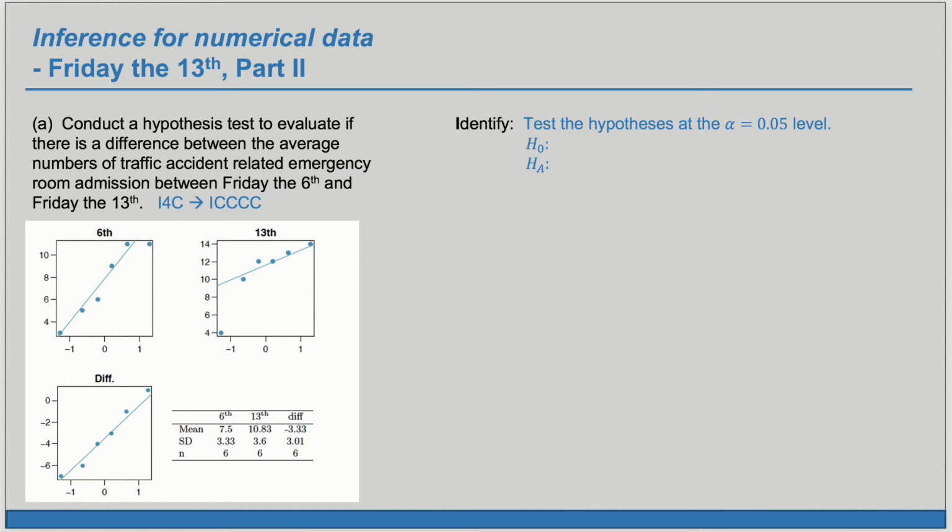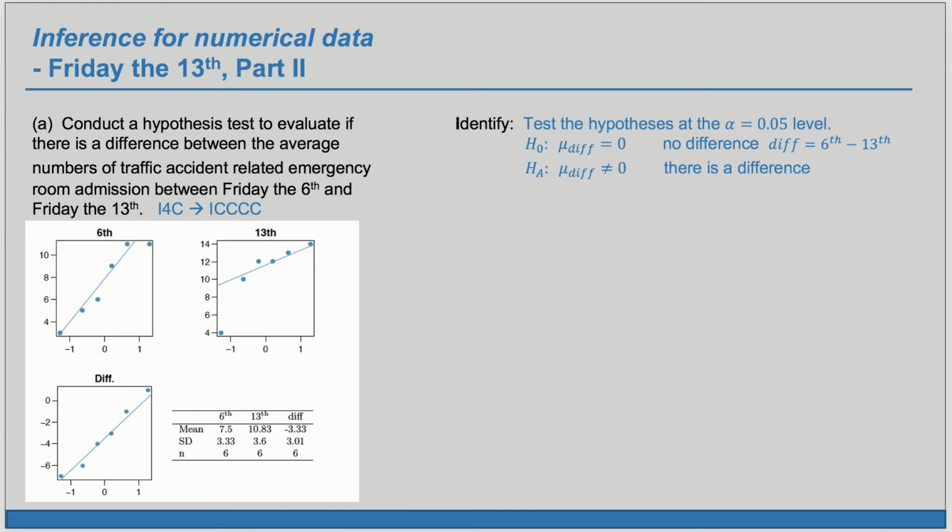And so our null claim is that the mean of the differences is 0, which is to say that on average, they're the same. And so we'll define the order in which we're taking the difference as the 6th minus the 13th. It's important to specify what order you're taking this so we know how to interpret the results. Our alternate claim is going to say that this mu sub diff is not equal to 0, which is to say that on average, there is a difference in the traffic-related emergency room admissions.